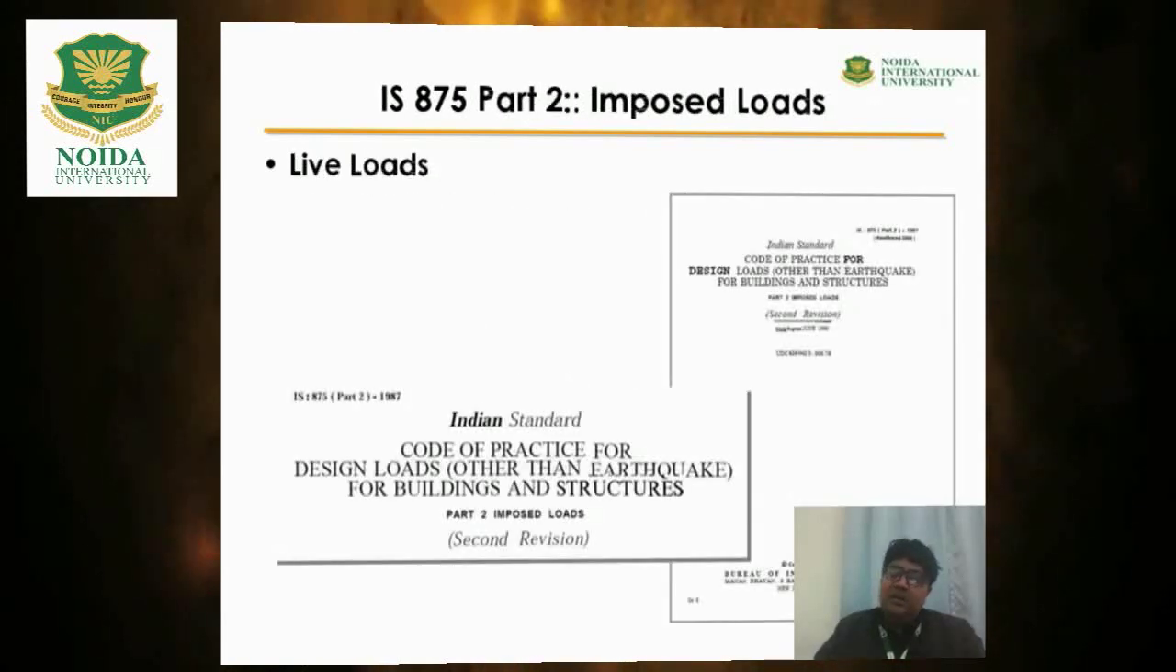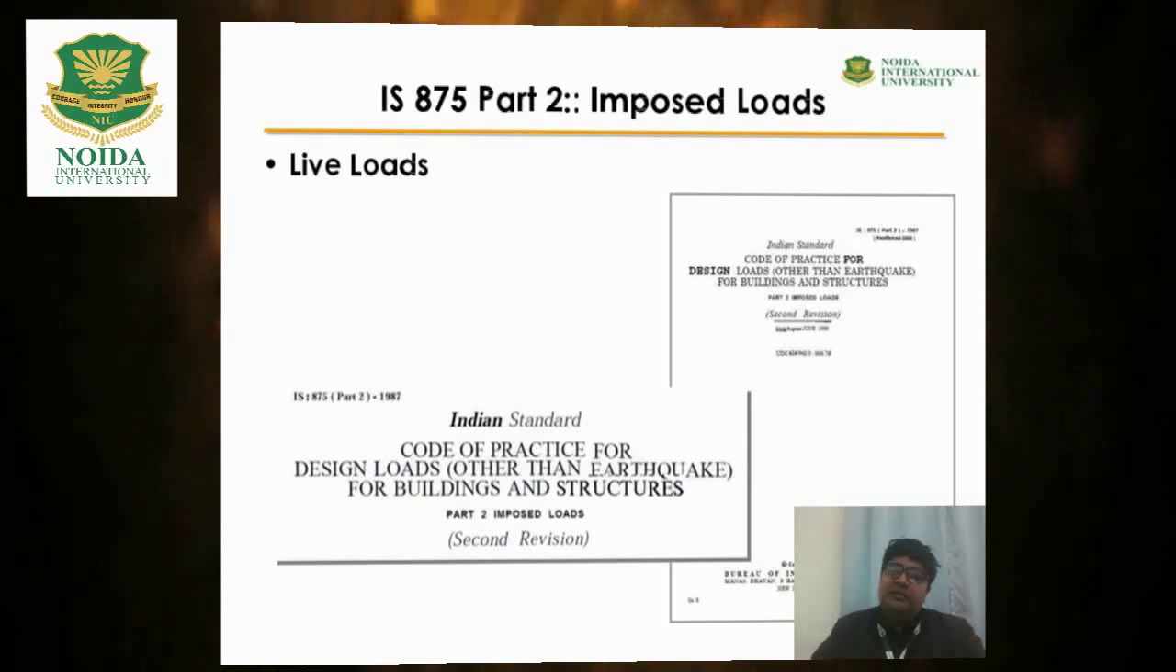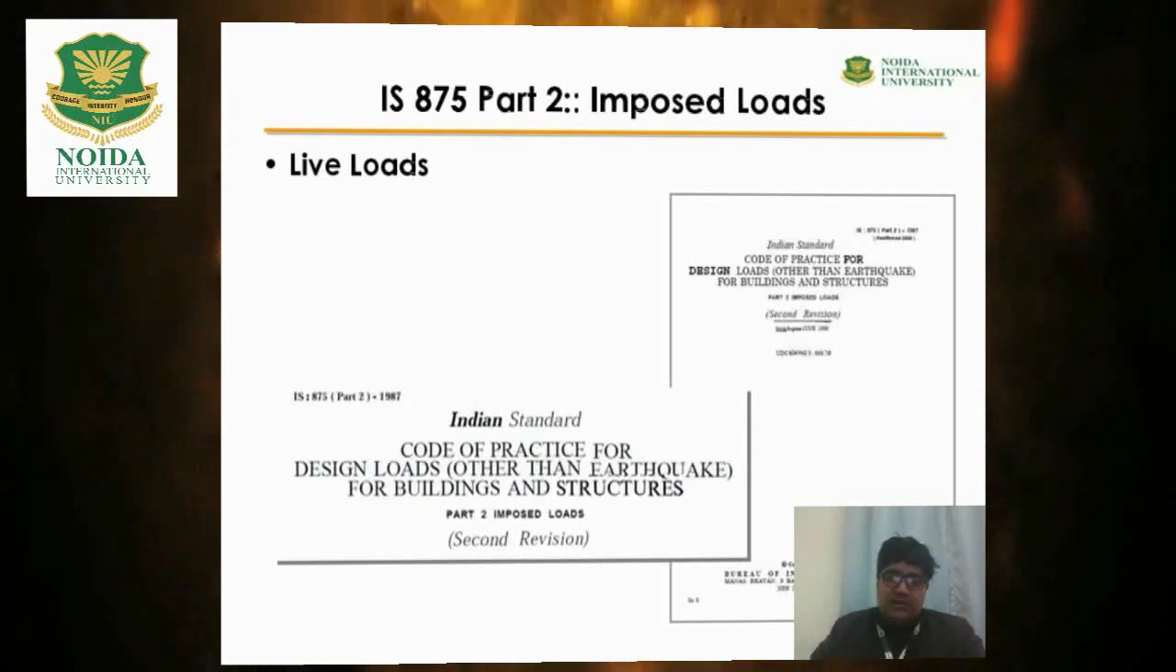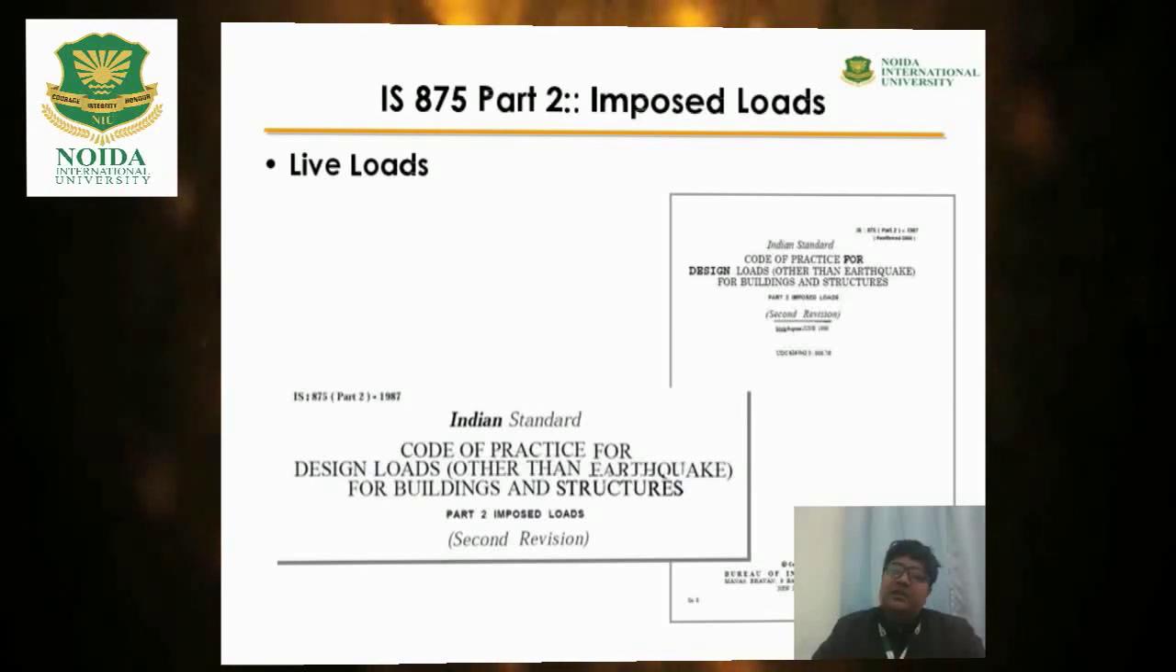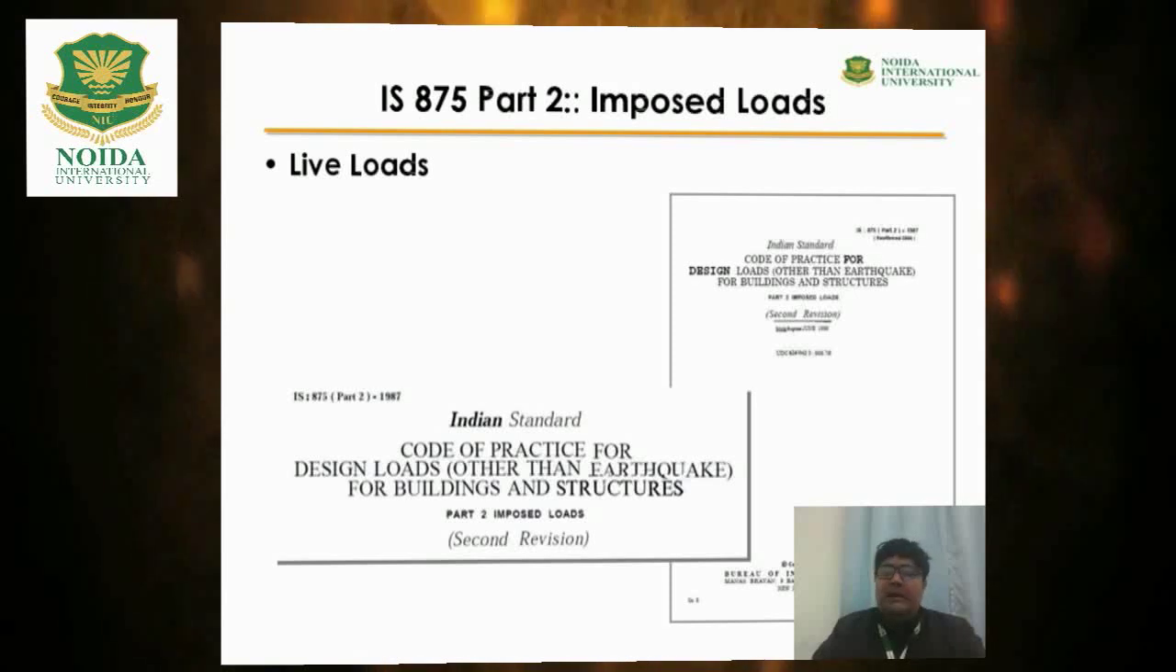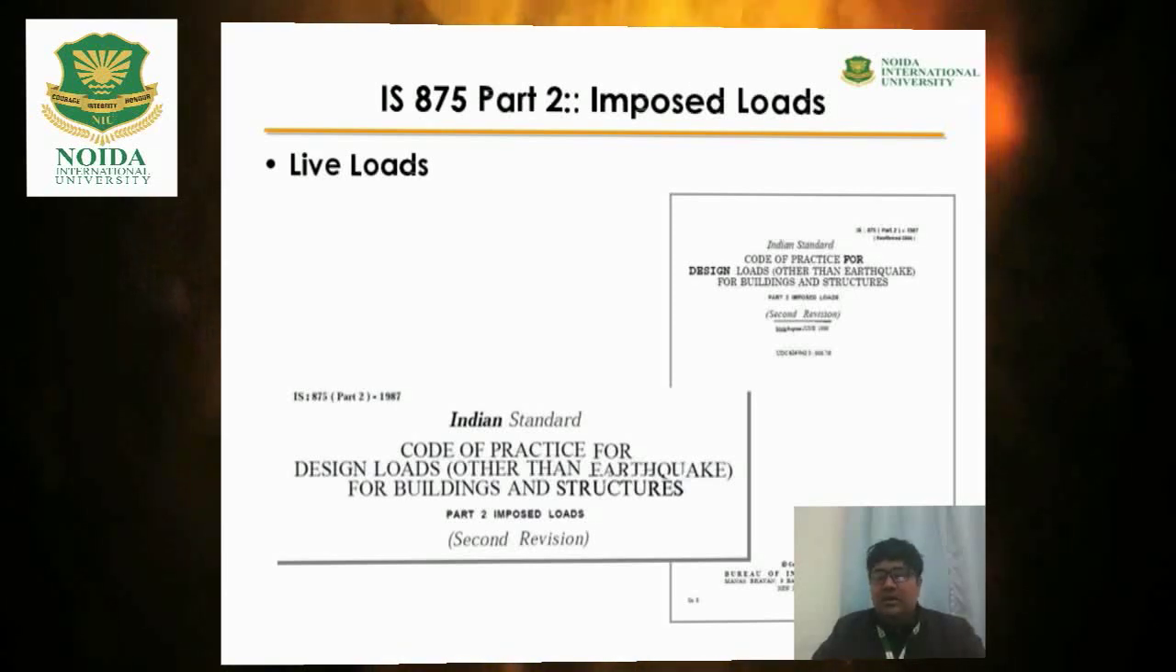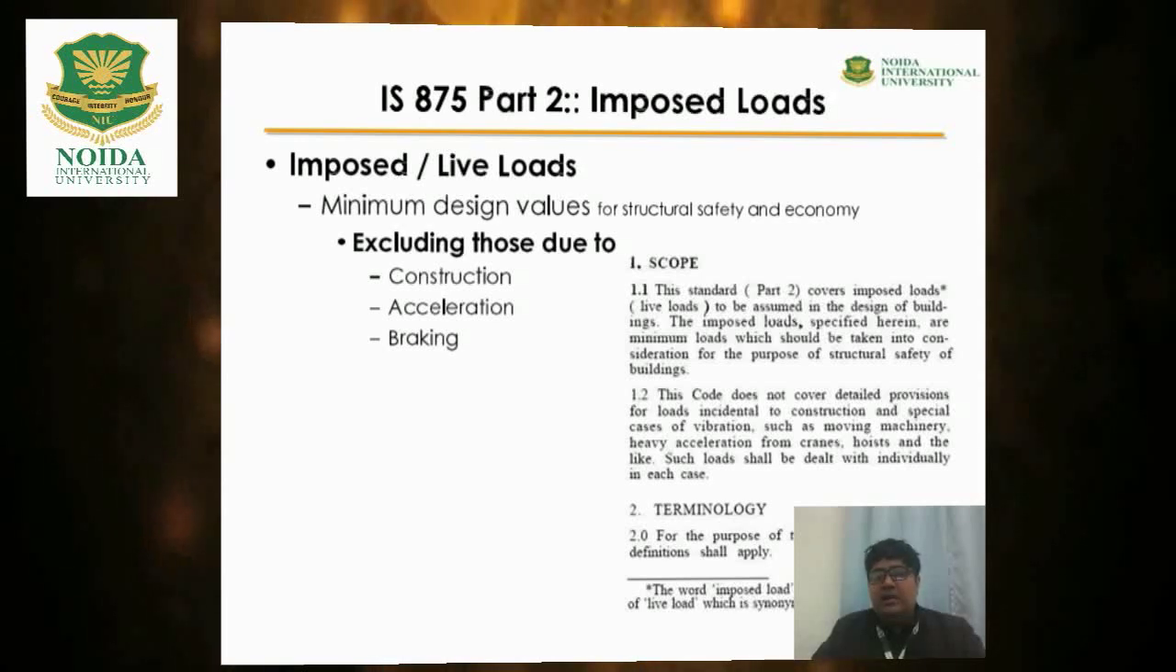Now the second part of the IS code, IS 875, is called imposed load, that is basically called live loads. So what is this? It is called the code of practice for the design loads, other than the earthquake load, for buildings and structures. And Part 2 gives all of this about the imposed load, the live load. If you talk of the live load, this is a minimum design value for structure safety and economy that excludes those due to construction, acceleration and braking.